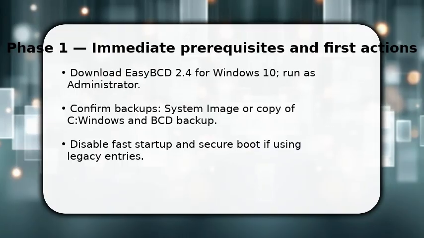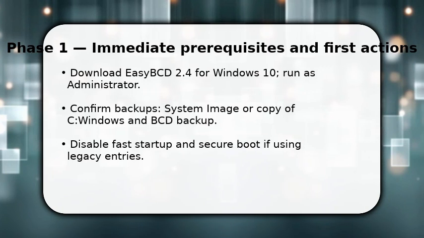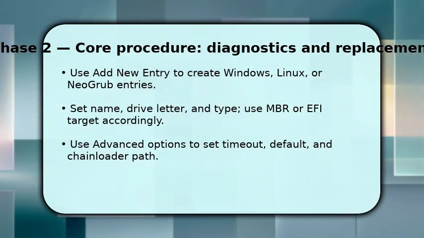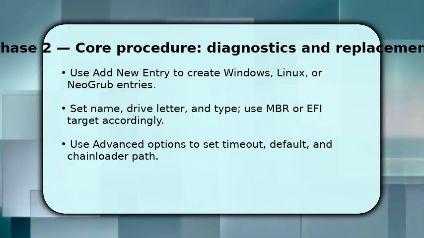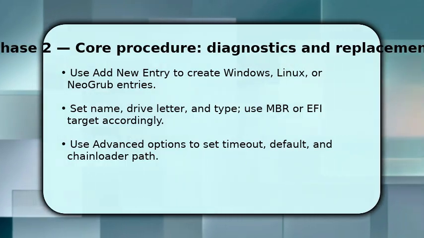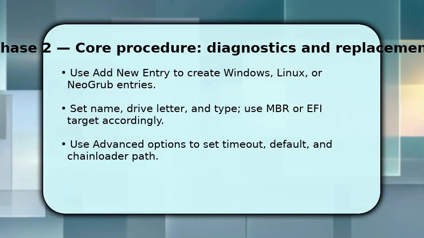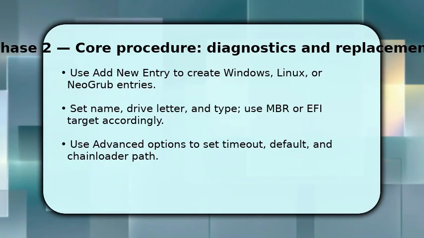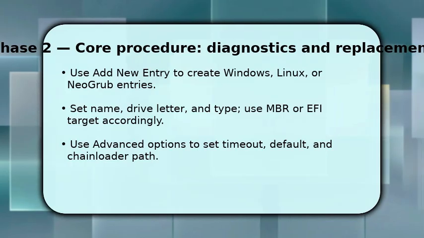Now open the Add New Entry page. We move immediately to creating a safe, editable boot menu entry. You now add or edit entries. Pick the correct OS type and target drive because EasyBCD writes pointers to the chosen partition and the wrong target breaks booting. When adding Linux, choose Grub2 or NeoGrub as appropriate. For Windows, set the partition and create a readable name. Make sure to use the advanced options to set a sensible timeout and default, since that controls user experience.